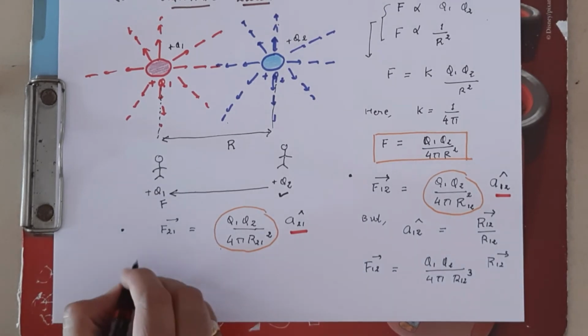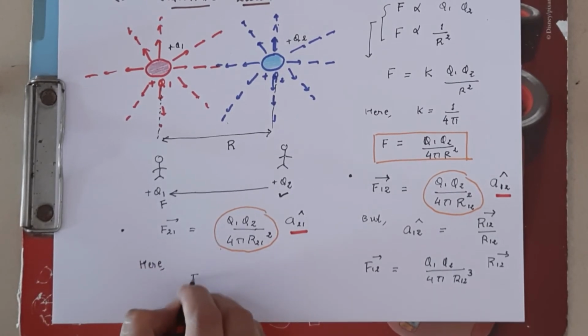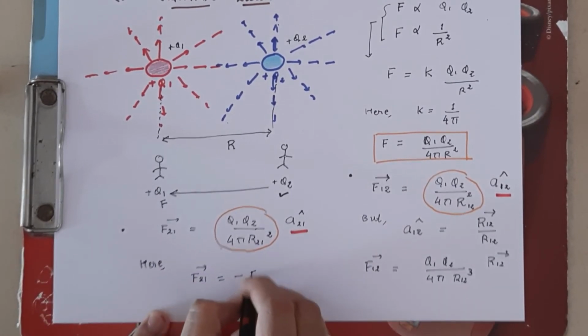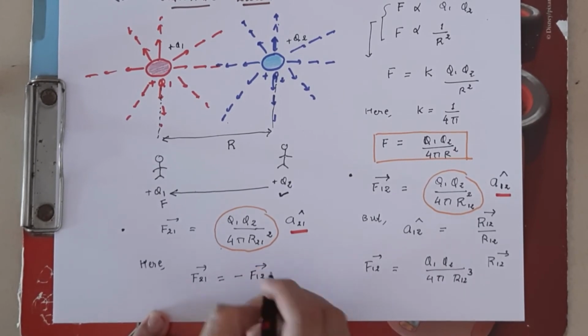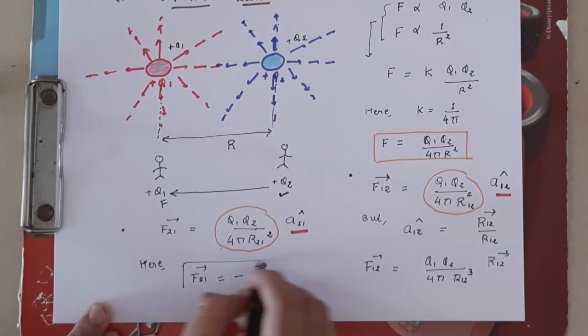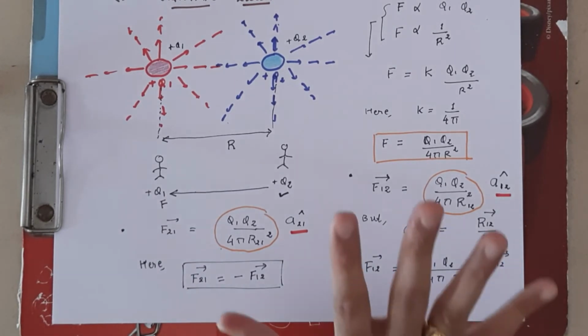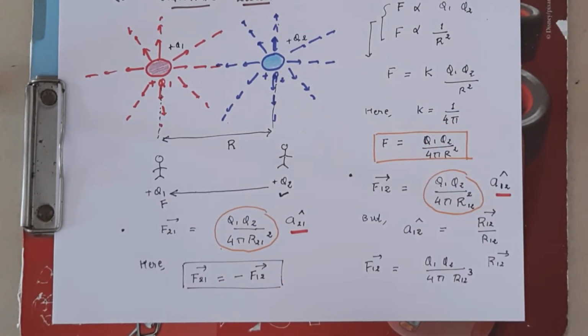So from these two equations we can say that F21 is equal to minus F12. This is our final conclusion regarding the force. Actually, it is known as Coulomb's law. Coulomb's law is nothing but a force law between two charges. So it's a very easy Coulomb's law.